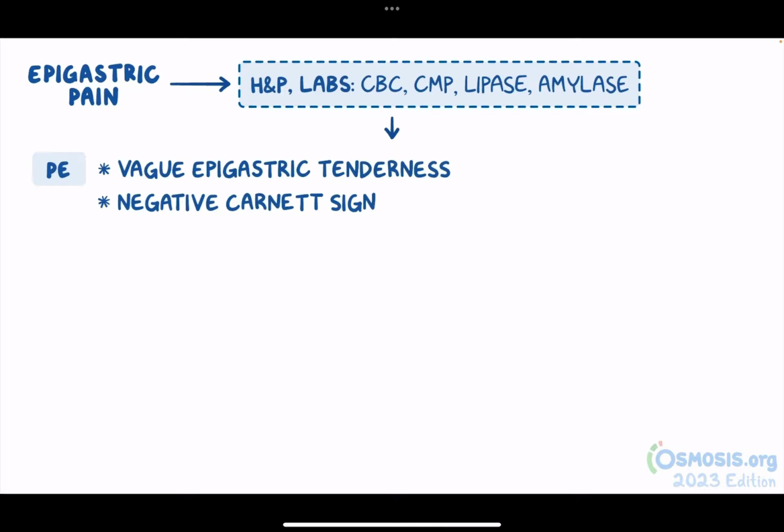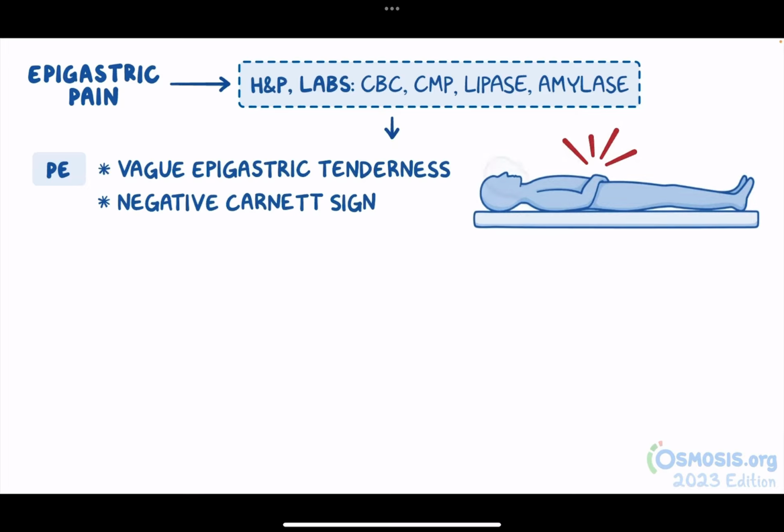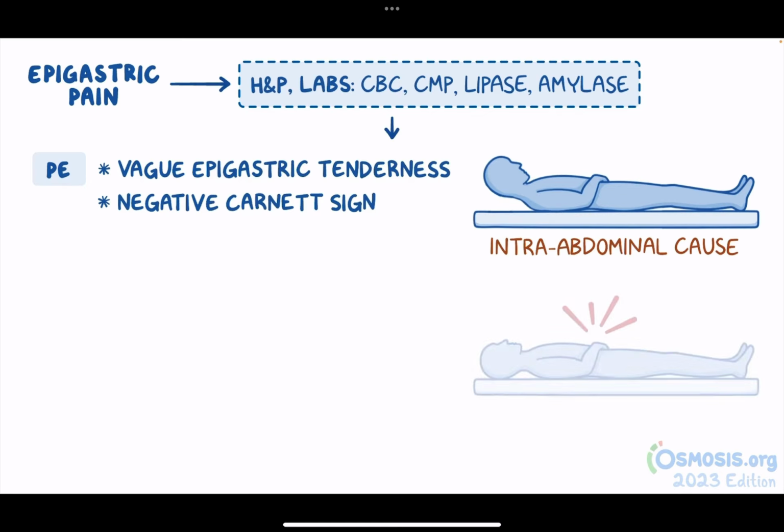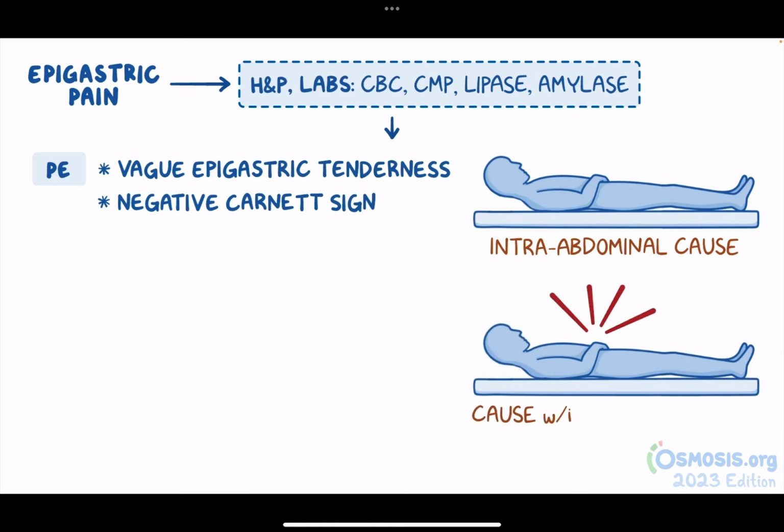This is when the patient is asked to tense their abdominal muscles either by lifting their head or raising their legs while lying down, and their abdominal pain decreases, indicating that the pain is due to an intra-abdominal cause. If the pain increases, the cause is likely within the abdominal wall. When it comes to labs, they are usually normal.